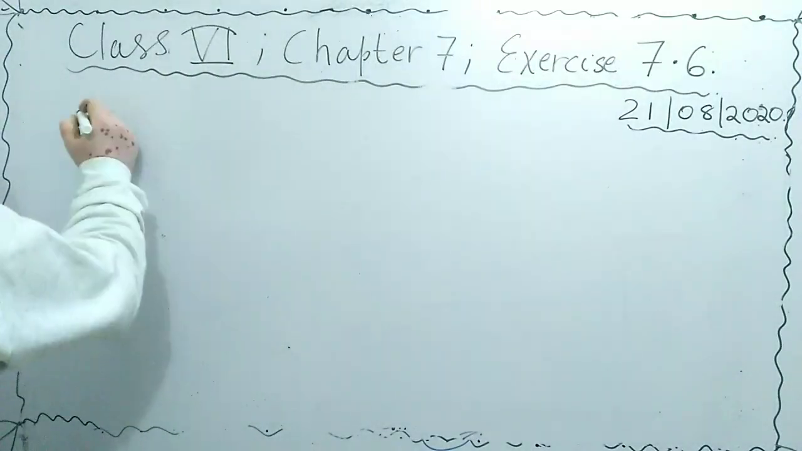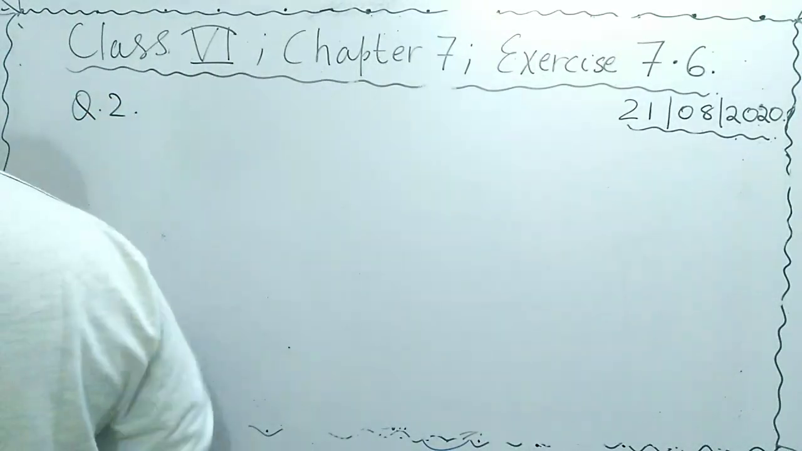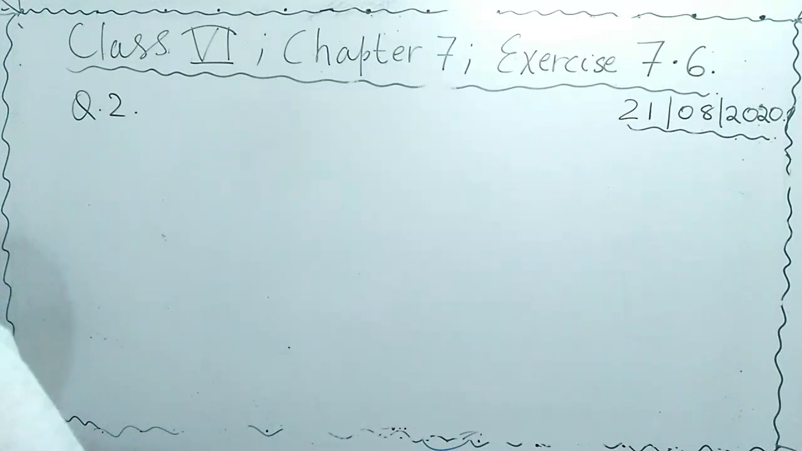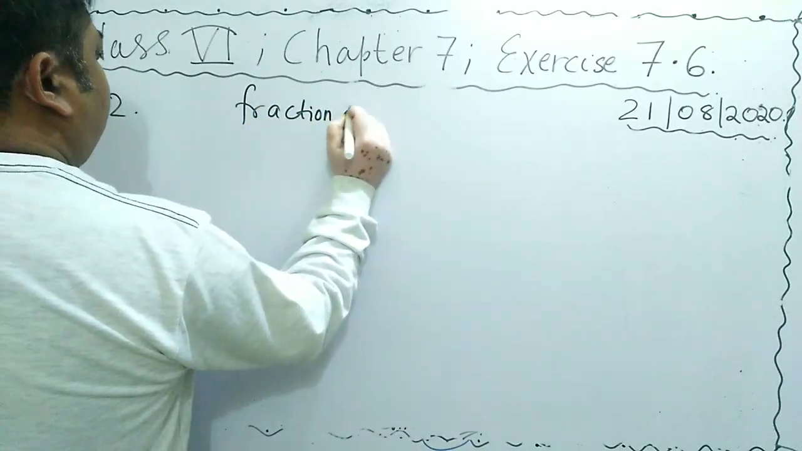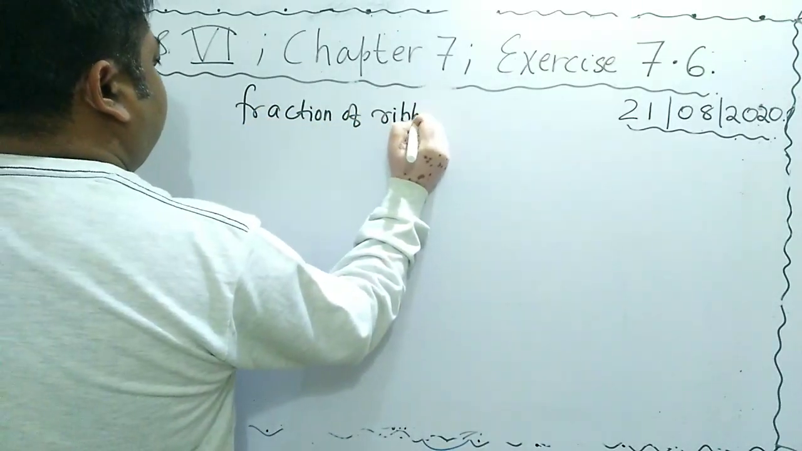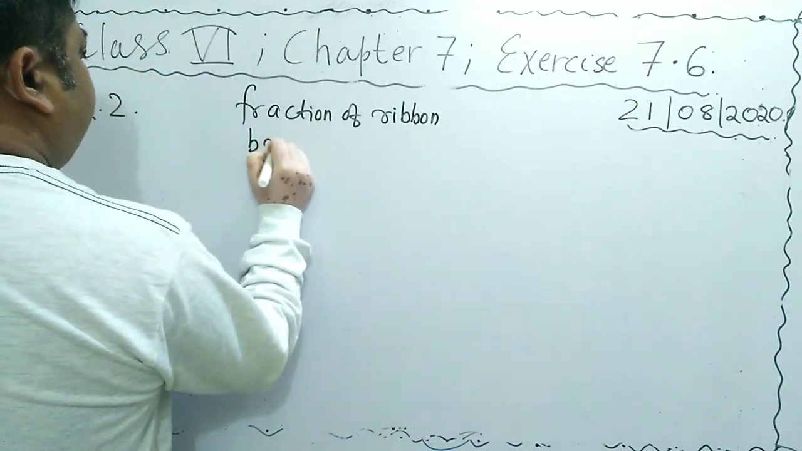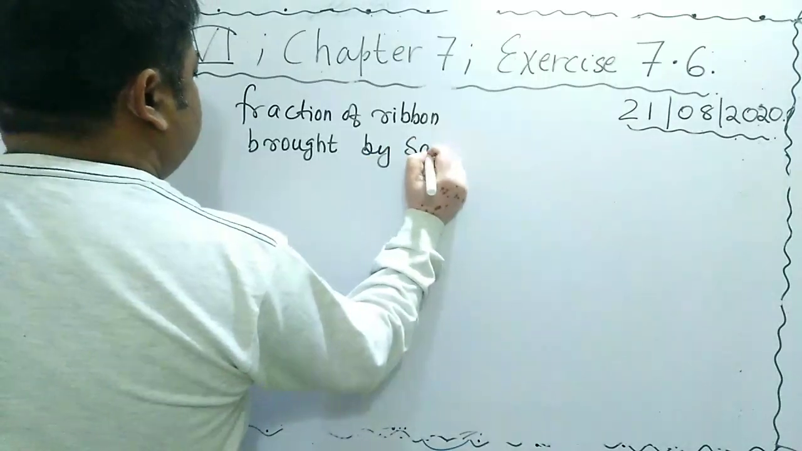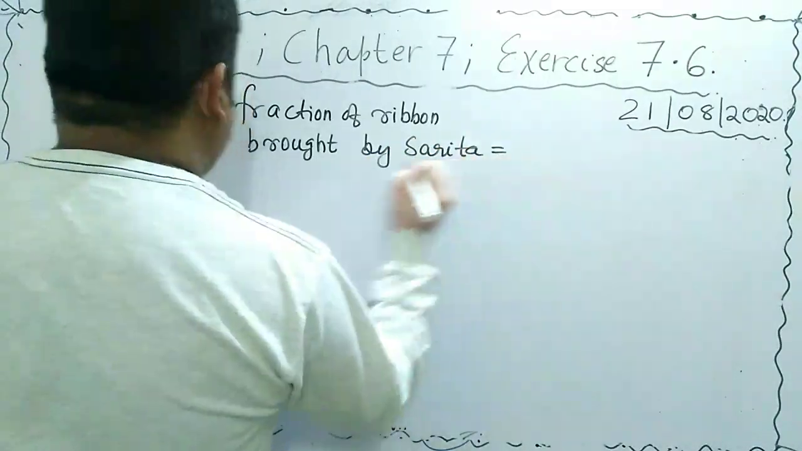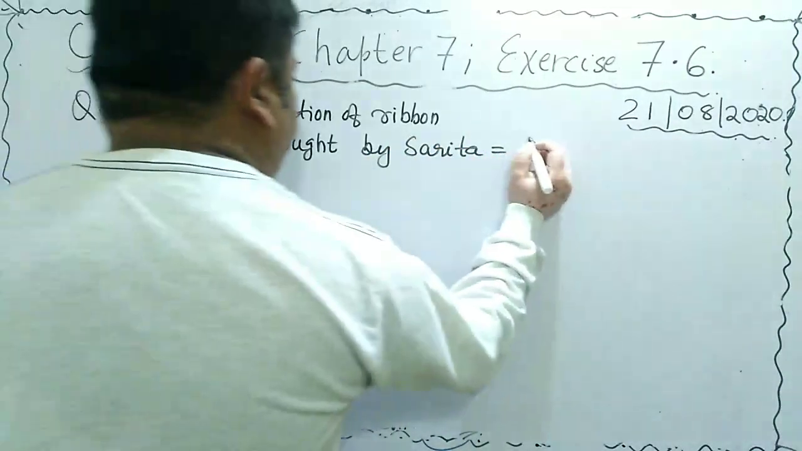Question number 2. The question says, Sarita brought 2 by 5 meter of a ribbon. Lalita brought 3 by 4 meter of a ribbon. What is the total length of the ribbon they brought? Okay. Fraction of ribbon brought by Sarita is equal to 2 by 5 meter.